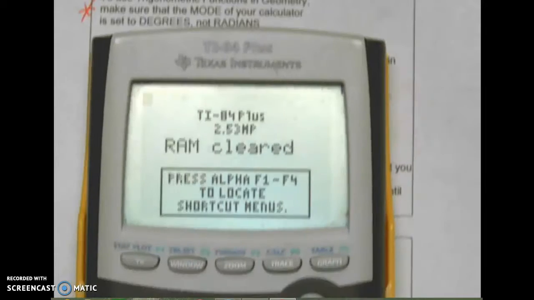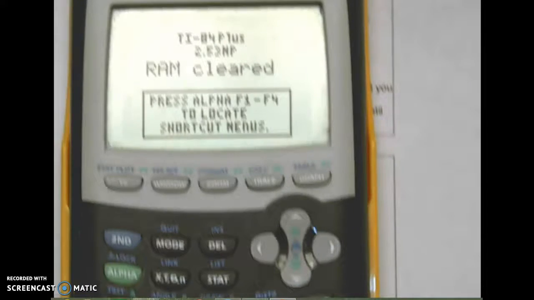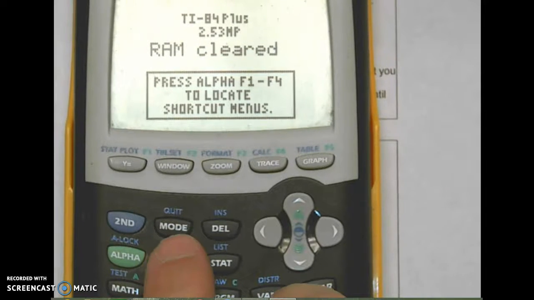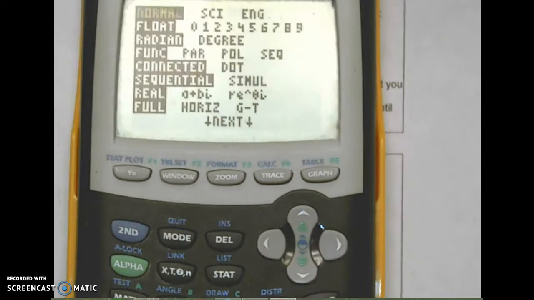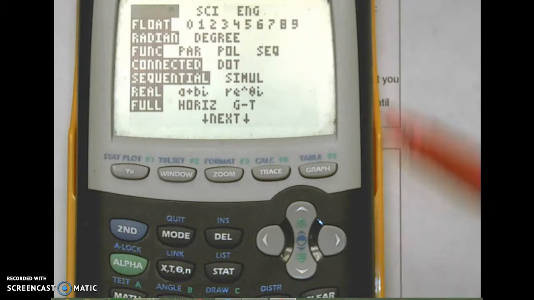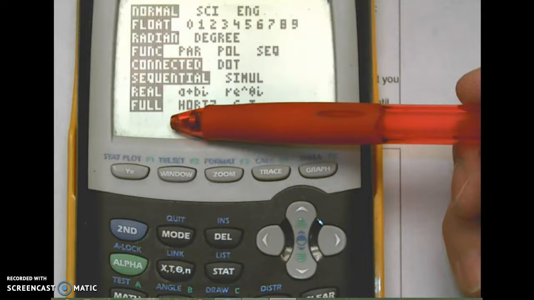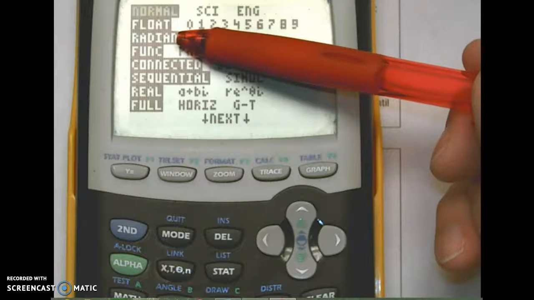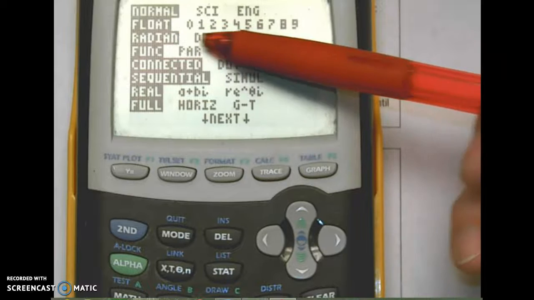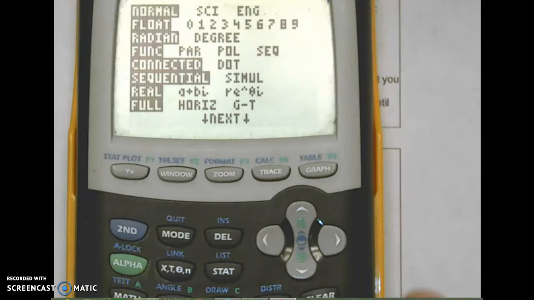The mode button of my calculator is right here next to the blue second button. So if I hit the mode button, it comes up with all these different things that are highlighted. That's what my normal standard default is. Note that the third one down between normal float comes to radian. So the default setting of my calculator is in radians. I want to make sure it's over in degrees. So you're going to go down to radians, over to degrees, and hit enter. So now degrees is the one that's highlighted on your calculator.